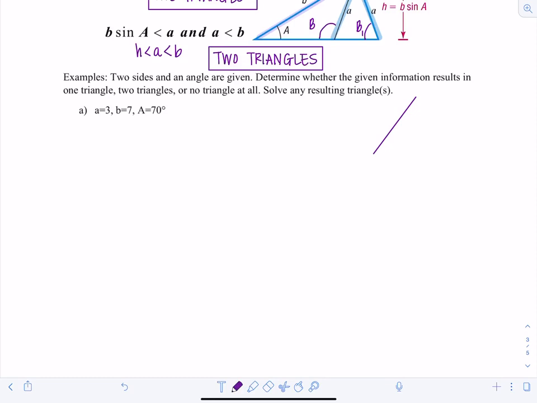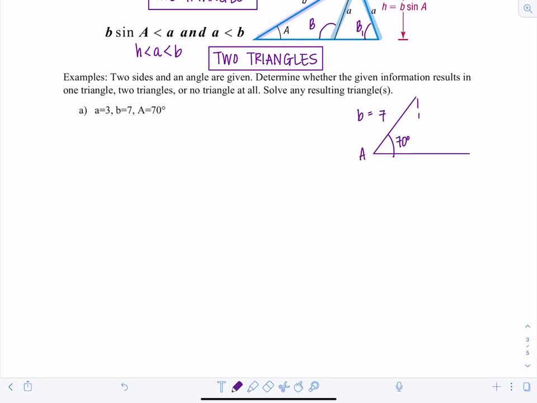Draw one of the sides and the other side, and then put the angle that they gave you here. So this is angle A, which is 70 degrees. The side opposite is lowercase a. I don't know how exactly that's going to fit into things. And then this is side B, which is 7. Always set it up this way.